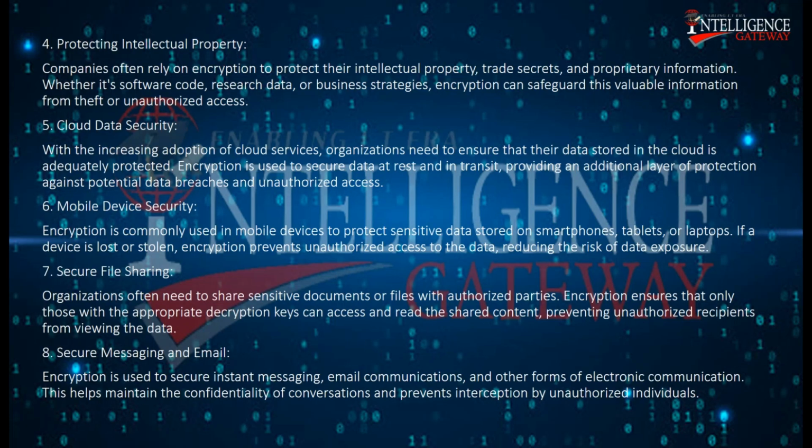6. Mobile device security. Encryption is commonly used in mobile devices to protect sensitive data stored on smartphones, tablets, or laptops. If a device is lost or stolen, encryption prevents unauthorized access to the data, reducing the risk of data exposure. 7. Secure file sharing. Organizations often need to share sensitive documents or files with authorized parties. Encryption ensures that only those with the appropriate decryption keys can access and read the shared content, preventing unauthorized recipients from viewing the data.